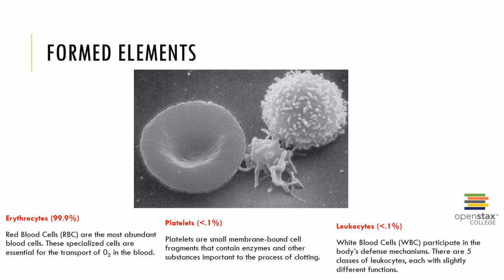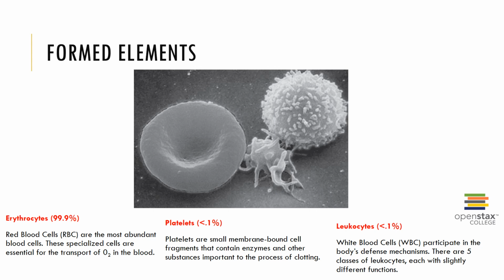The formed elements are blood cells and cell fragments suspended within the blood plasma. The formed elements are erythrocytes, leukocytes, and thrombocytes. Erythrocytes are also known as our red blood cells, and they are the most abundant blood cell and are specialized for the transport of oxygen. Leukocytes are also known as white blood cells, participate in the body's defense mechanisms, and are divided into 5 classes, each with a slightly different function.